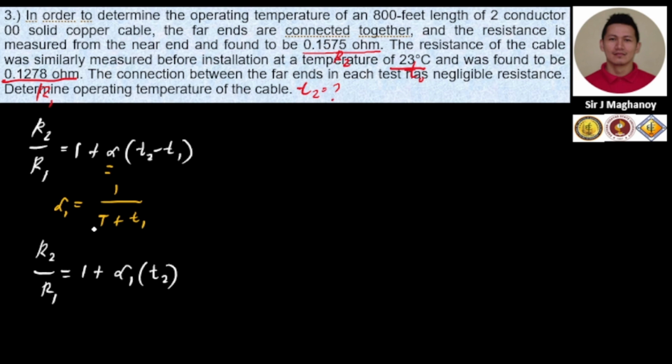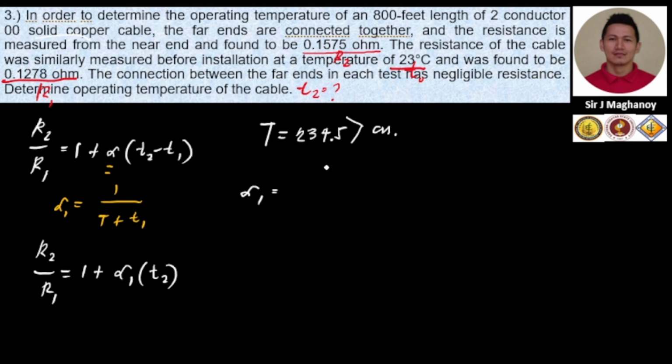Okay, so let's derive our temperature coefficient first. Determine the operating temperature of the solid copper conductor. Okay, so for copper, if we recall our inferred temperature, that is 234.5. So don't forget this is for our copper.